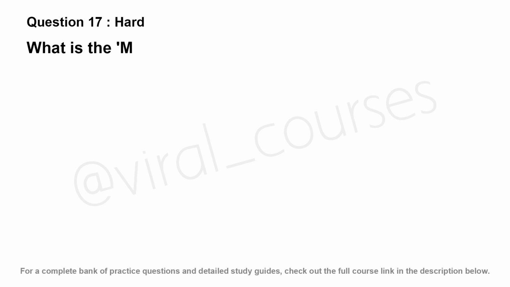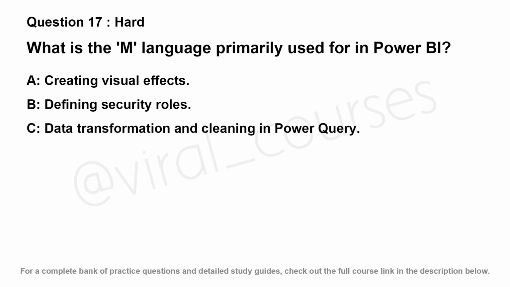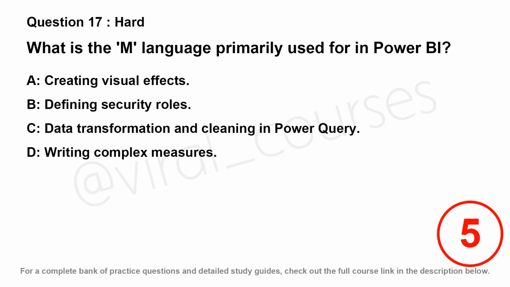What is the M language primarily used for in Power BI? Option A. Creating visual effects. Option B. Defining security roles. Option C. Data transformation and cleaning in Power Query. Option D. Writing complex measures.